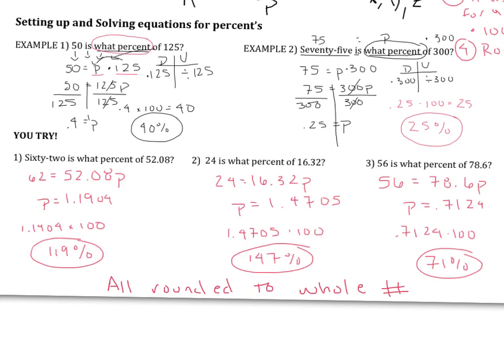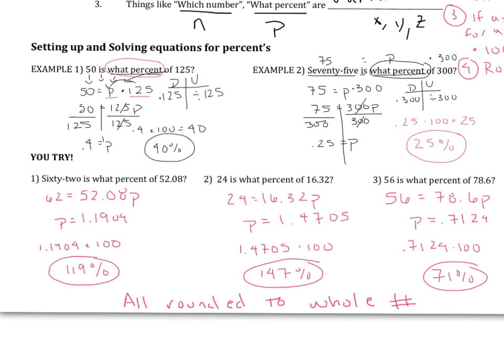All right, here are your answers. So for practice number 1, you should have had 119%. Practice 2, you should have had 147%. And for practice 3, you should have had 71%. Just a little bit of a note, you can see the work there, you can check your work, but I rounded all of these numbers to the nearest whole number. So you might have had something slightly different if you did not round. In general, the question will tell you whether or not to round, but in this case, I rounded to the nearest whole number.